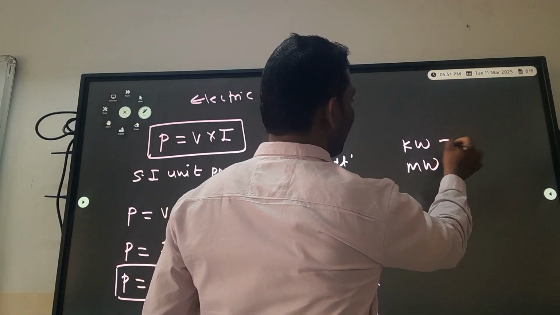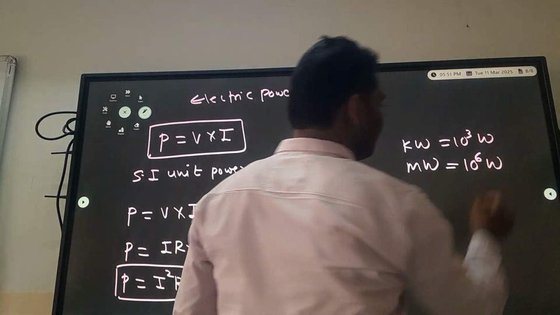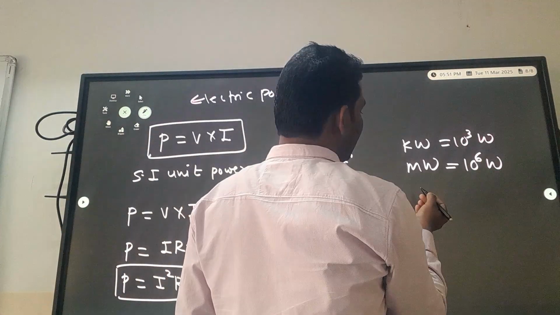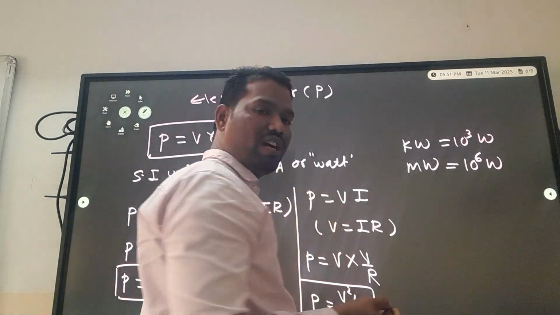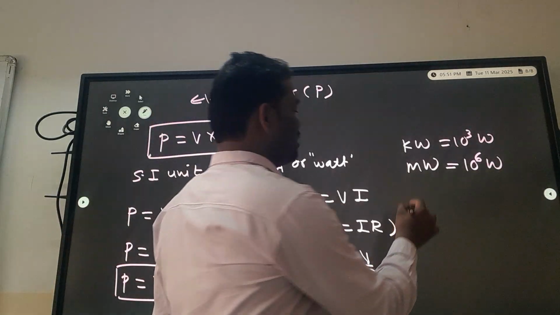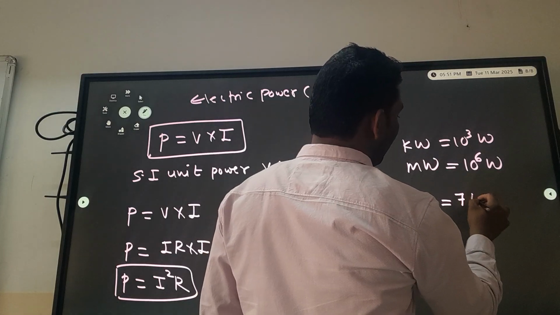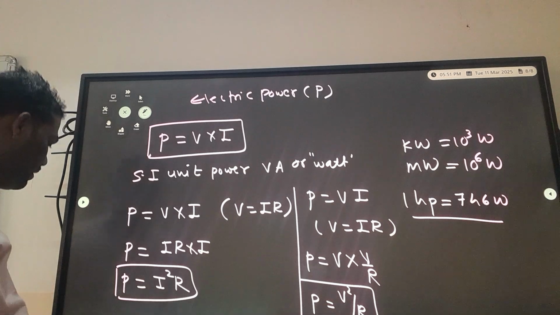So the SI unit of power is watt, and higher units are kilowatt and megawatt. 1 kilowatt is 10 raised to power 3 watt, and 1 megawatt is 10 raised to power 6 watt. Another unit, the commercial unit, we also have to see. And another one is 1 HP, the horsepower, that is 746 watt.